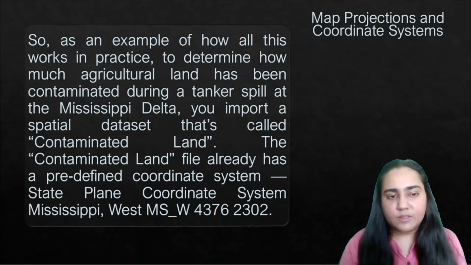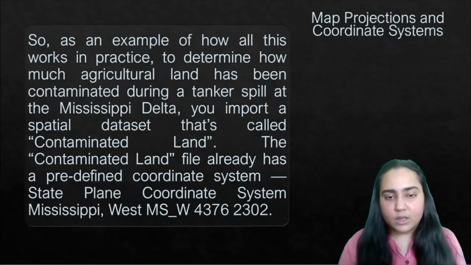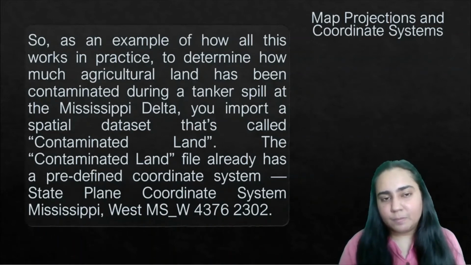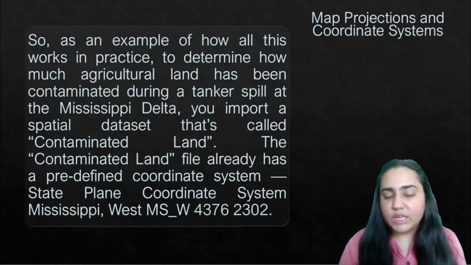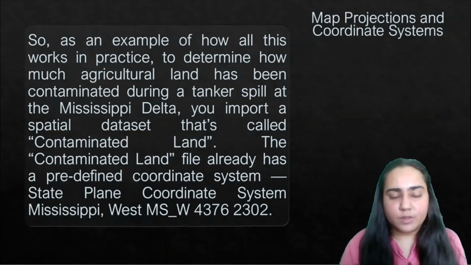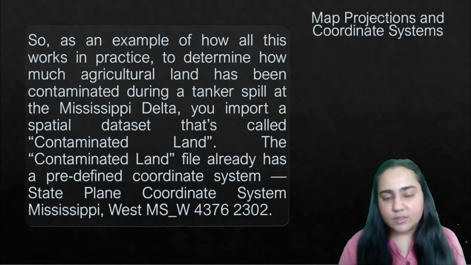Now, this contaminated land file already has a predefined coordinate system, which is the State Plane Coordinate System, Mississippi West. I'm not going to read out the whole thing. So, okay, West MS underscore W 4376 and 2302. This is the name of the coordinate system that is already assigned to this spatial data set called contaminated land.